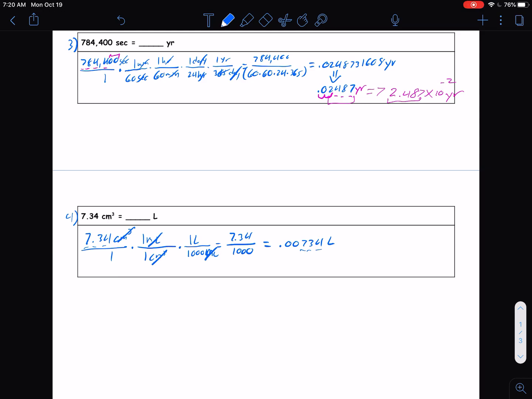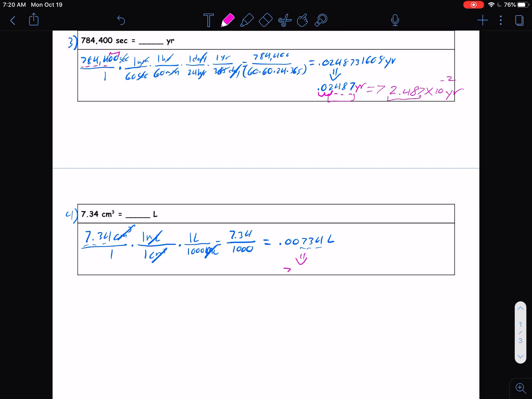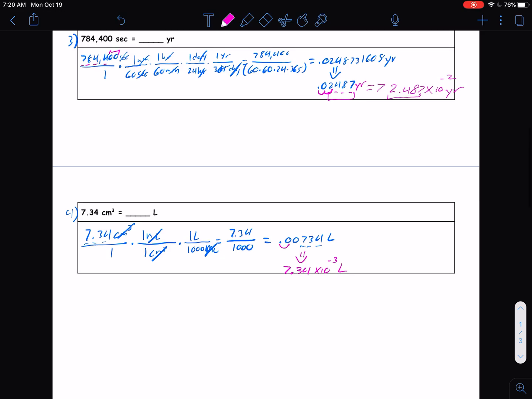What I want you to do now is write this answer in scientific notation. The correct answer for scientific notation is 7.34 times 10 to the negative third liters. Again, we're moving this to the right, and remember, we go to the right, we're going to have a negative exponent there. So we get 7.34 times 10 to the negative third liters.